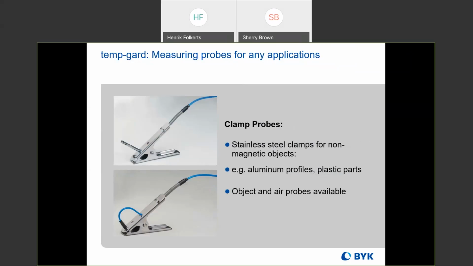If you're dealing with a non-magnetic substrate, we have clamp probes, which can be clamped directly onto the part being baked. And again, these do come in both object probes and air probes for monitoring the air temperature of the oven.